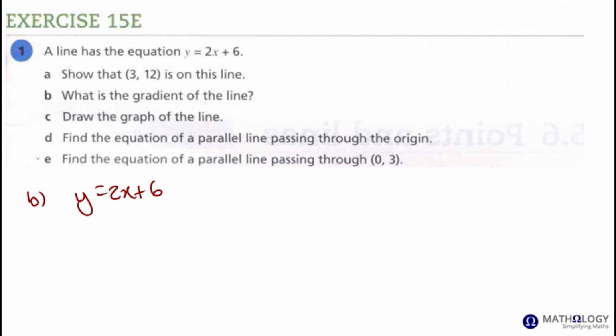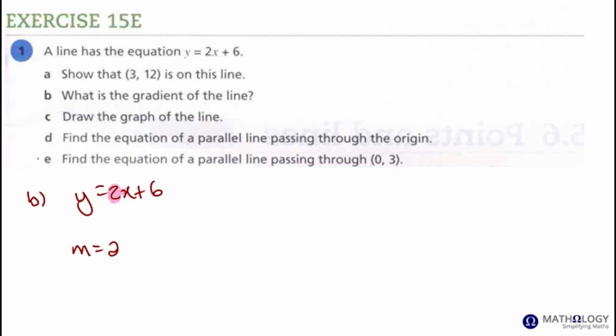What is the gradient of the line? Well, once the line is in standard form, which it is, the gradient of the line is just the coefficient of x. So the gradient equals 2. C, draw a graph of the line. Okay, so use the table method or the dual intercept method, whichever method you choose.